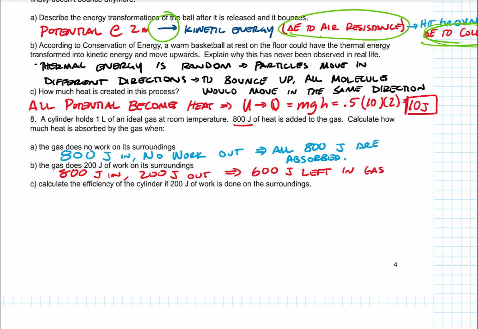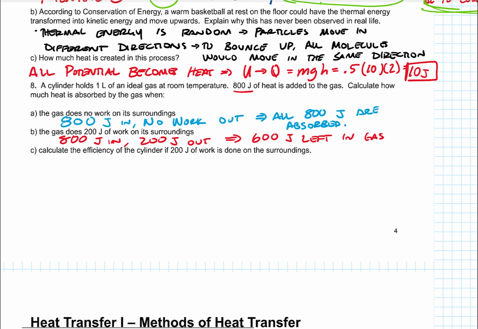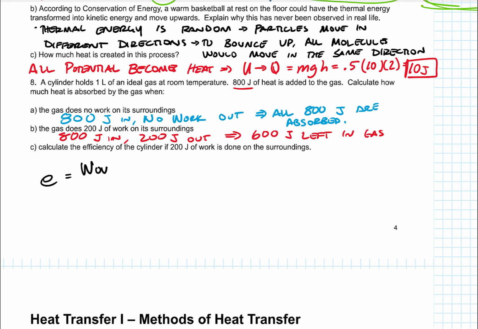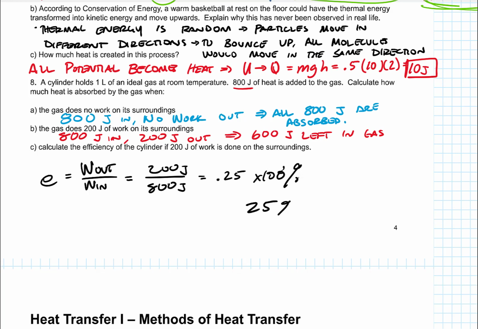Calculate the efficiency if 200 joules of work is done on the surroundings. So to get efficiency is work out over work in. So the energy that we're putting in, work or energy out over work or energy in. So we're putting into this machine 800 joules of energy, and we're only getting 200 joules out. So 200 over 800 is 0.25, and then to get the efficiency, we have to multiply that by 100%. So it's 25% efficient. That's the efficiency of our machine.